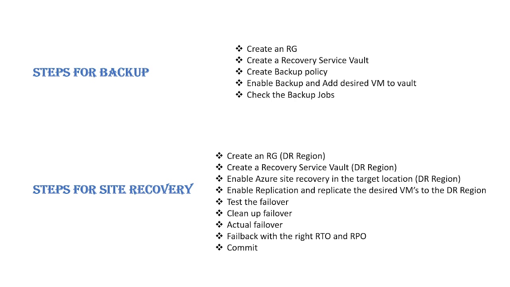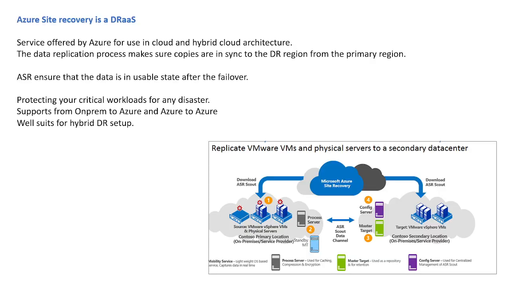Now, you have understood the backups. Now, if you want to know the steps for site recovery, first create an RG, where you have to create an RG in the disaster region. Say, for example, your region is Western Europe, but your disaster region is Northern Europe.